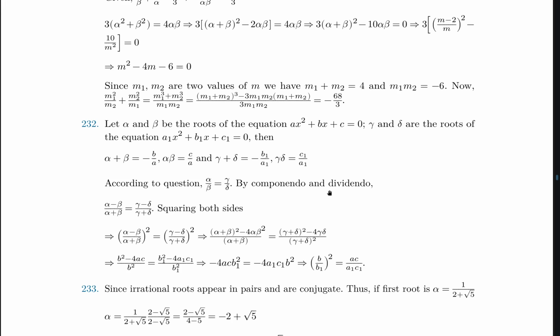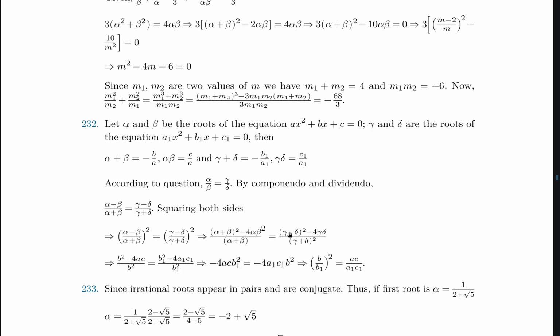We do componendo and dividendo. You get alpha minus beta by alpha plus beta is equal to gamma minus delta by gamma plus delta. And we rewrite this as alpha plus beta whole square minus 4 alpha beta. This wouldn't be beta square, it is alpha beta. The square is a typo. Divided by alpha plus beta whole square. This square should have come here. Okay, so there is a typo. This square is not here.